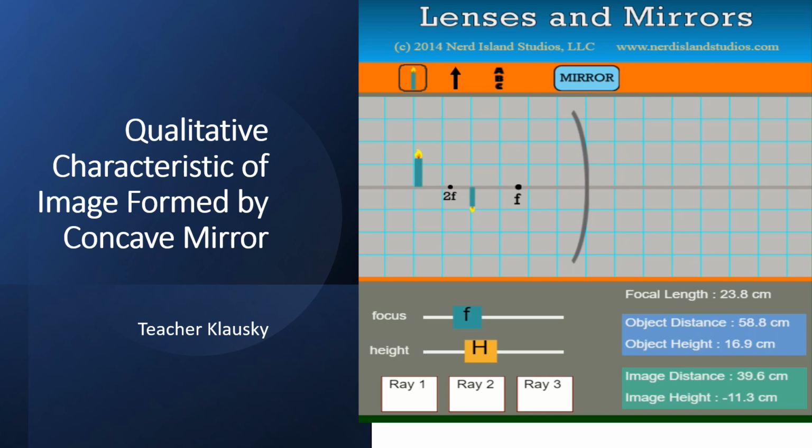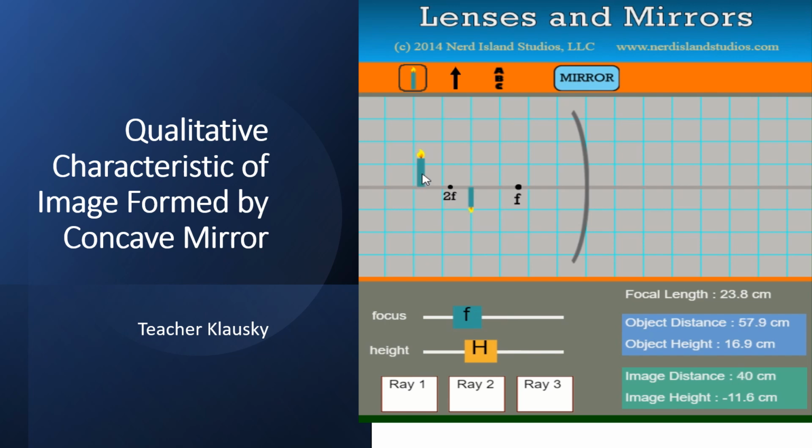So we have here a computer simulation that shows how an image is formed in a concave mirror. There are three rays needed in order to create a reflection of the image in front of the mirror. So we will use ray diagramming with the use of a computer simulation.